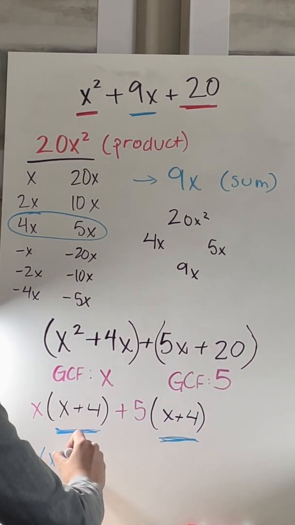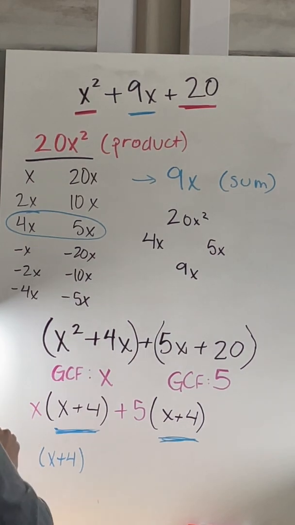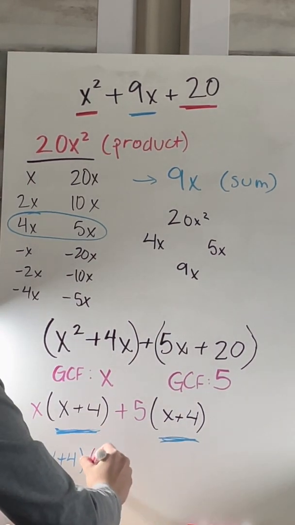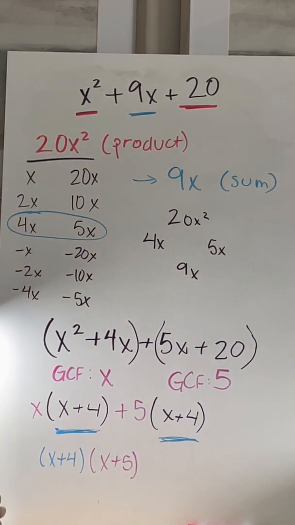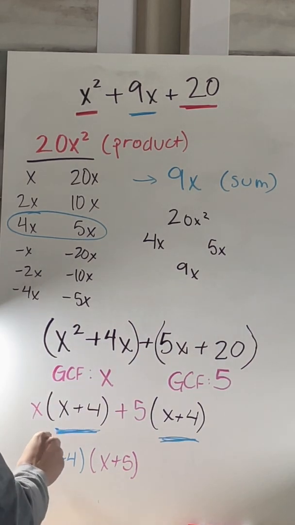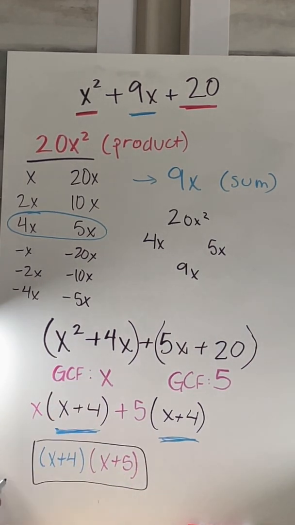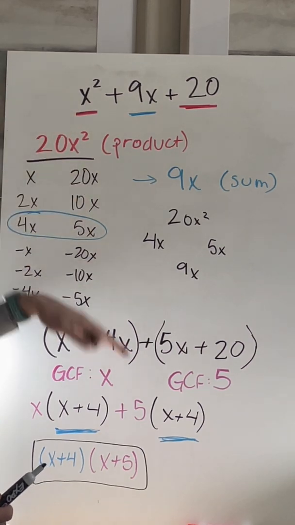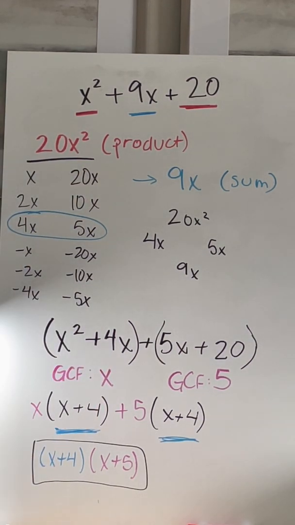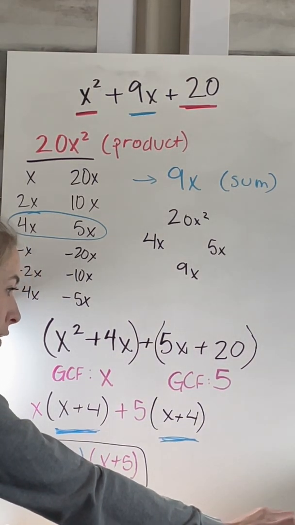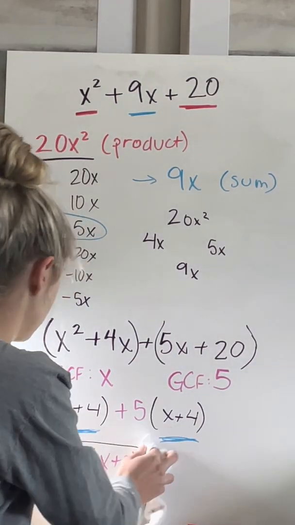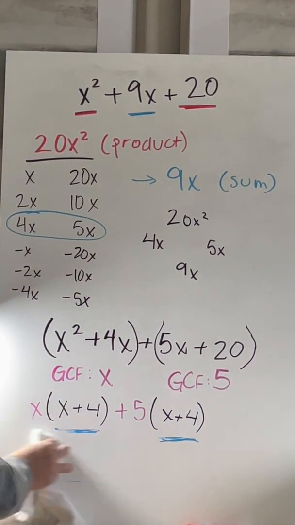So let's factor that out. X plus 4 multiplied by our GCF, which is x plus 5. And this is our final factored form of our original expression, right? So we got here by putting our 3-term expression into a 4-term expression, which we know how to deal with. Okay, so that's the end of that example. We're going to work on one more before you guys get into the next lesson.